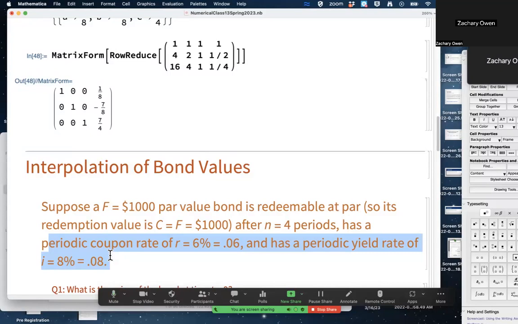Maybe you pay more than $1,000. Why would you do that? Maybe because the coupons are bigger, which means, though, the yield rate could be smaller. And this is something that you'll read about if you ever read financial literature. The lower the price, the higher the yield, which makes intuitive sense. You're getting a better rate of return if your price is lower to begin with.